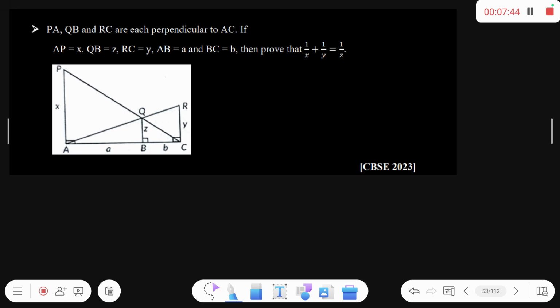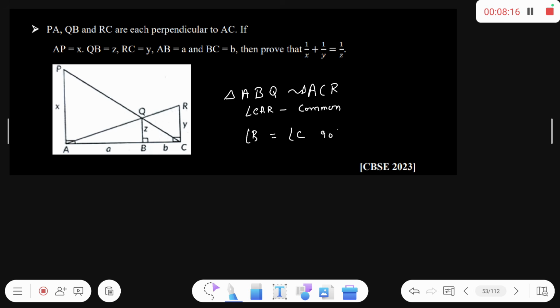Triangle. This is one of the favorite questions of CBSE. They used to ask this question in different forms. Here you have to take triangle ABQ. You have to prove triangle ABQ similar to ACR. And how can you do that? Angle CAR is common and angle B is equal to angle C, 90 degree.